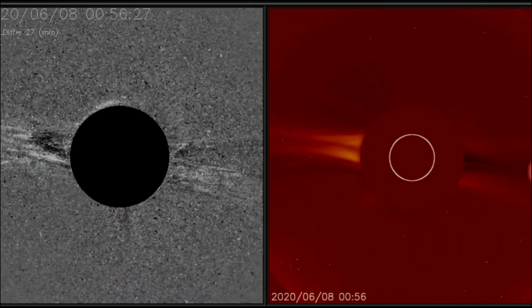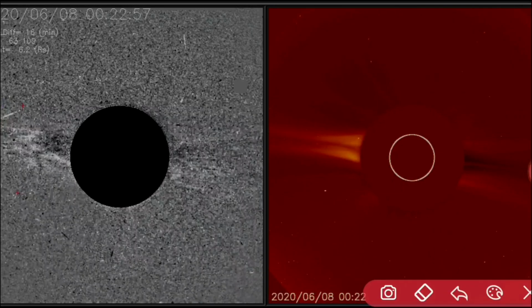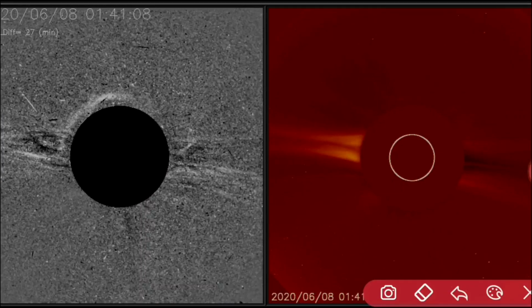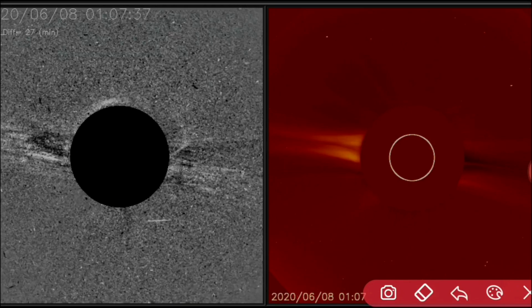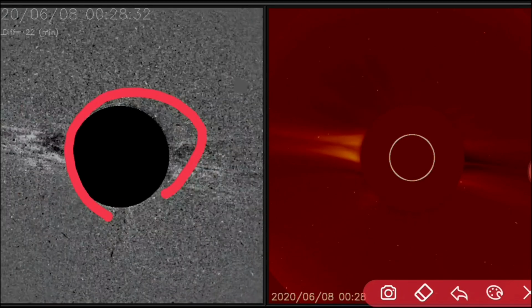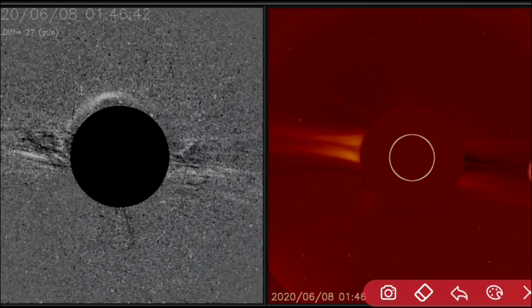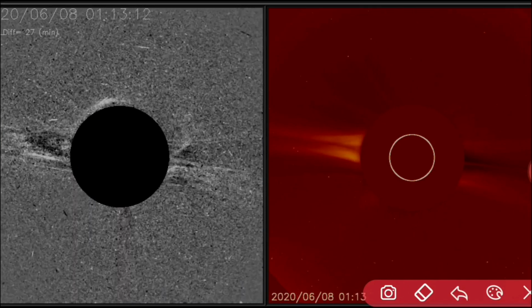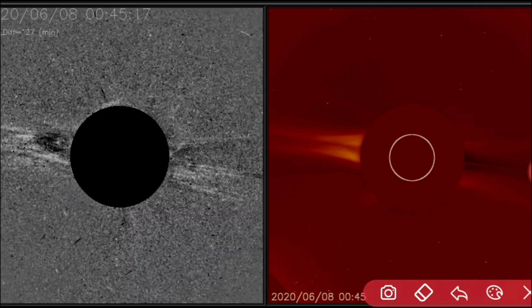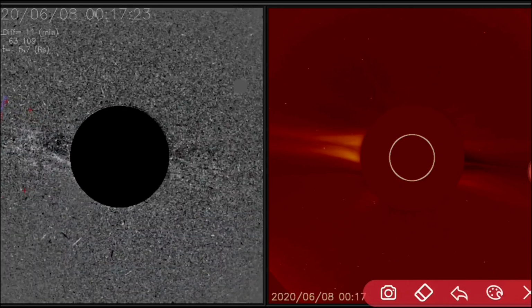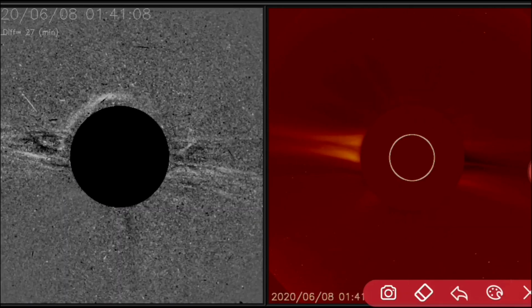But you can clearly see that there's energy leaving the sun big time on the backside. I do think it's almost a full halo. That's what it looks like. So we'll have to wait and see how big it actually ends up being. But it most certainly is putting off a lot of energy there.